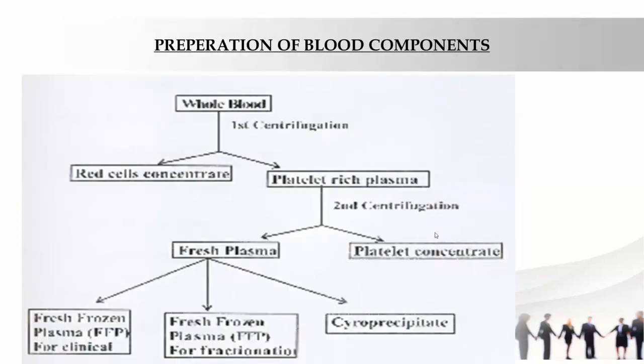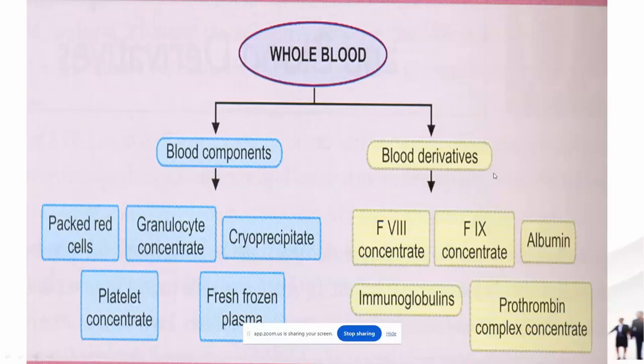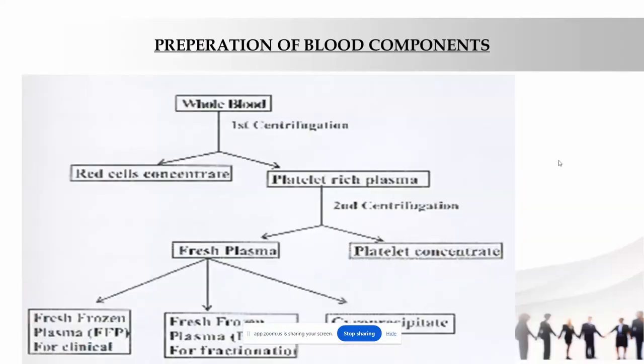When we come to the process, whole blood is harvested from the donor. The first centrifuge will separate platelet-rich plasma from red cell concentrate. If we further centrifuge platelet-rich plasma, we can separate it further. So this is where we are.